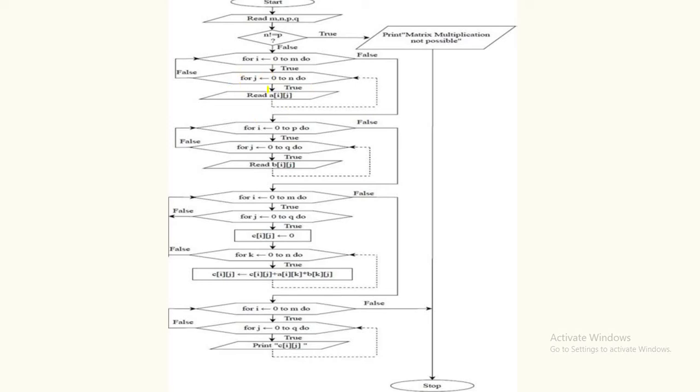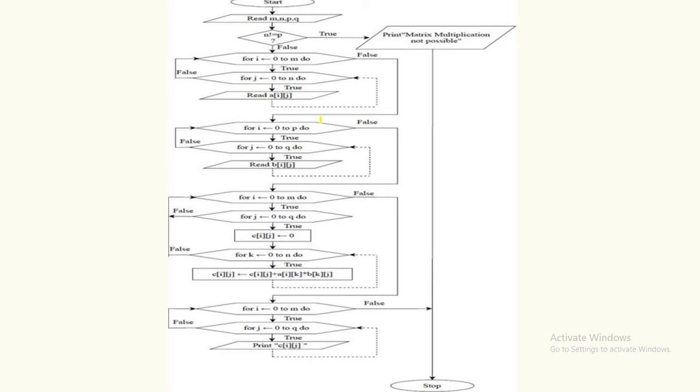If it is true, it will be processed with the next column, and if it is true, then it will be reading A of i j. This inner for loop will keep processing. If it is false, then it will increment the first for loop. This is how the nested for loop is specified by using this flowchart. And if the first for loop is false, then it will move out of the entire logic.